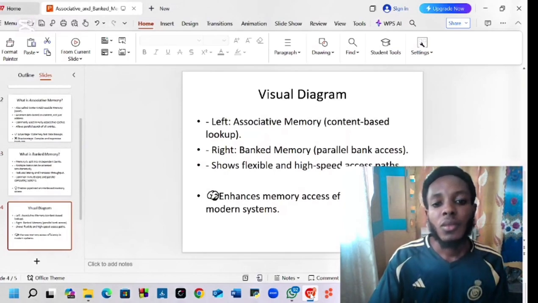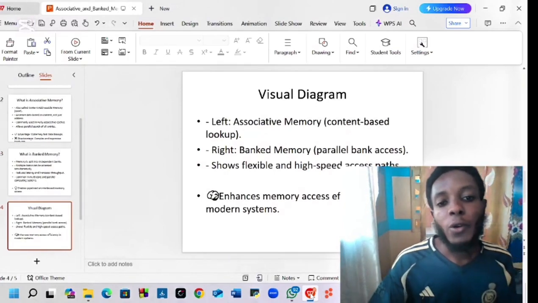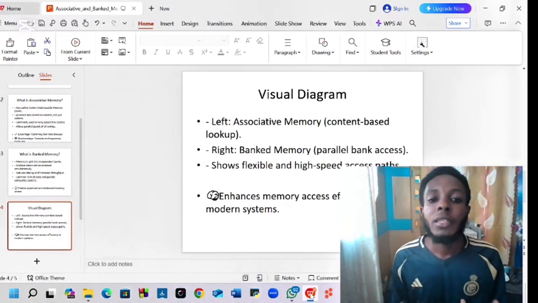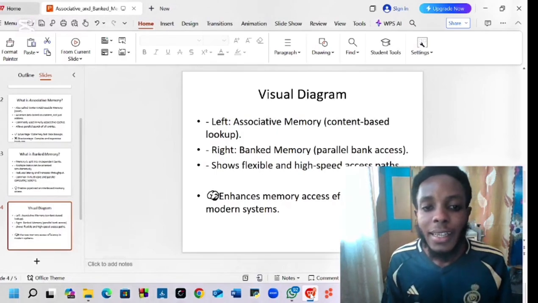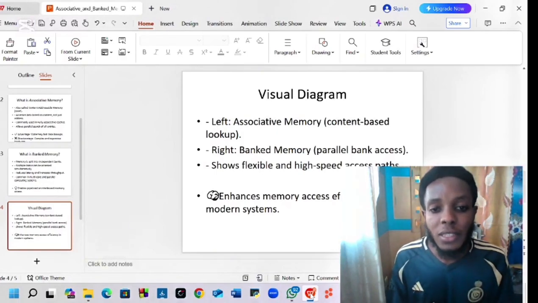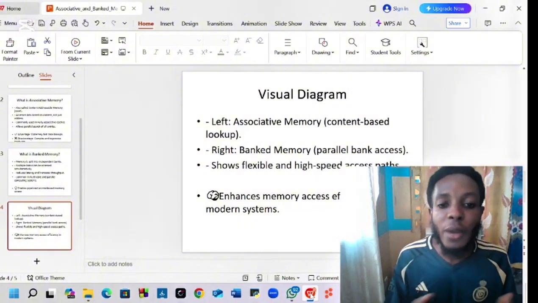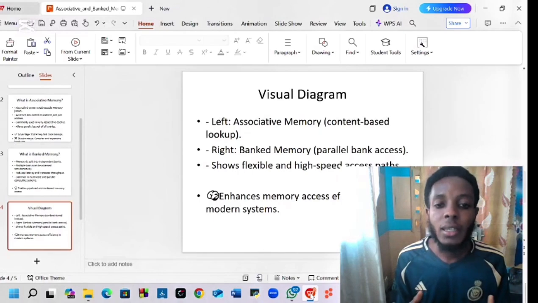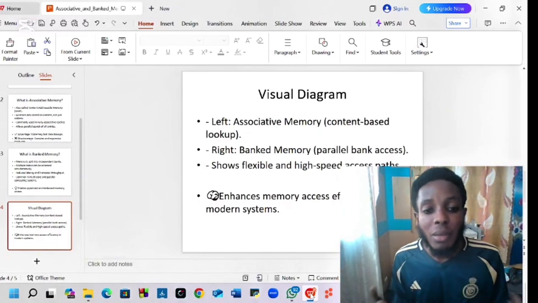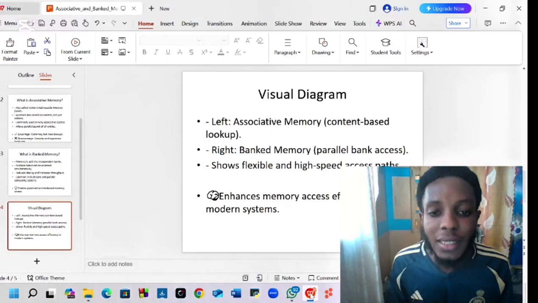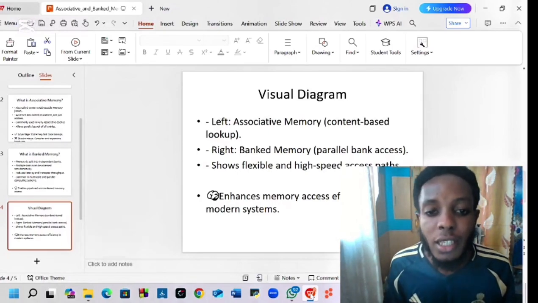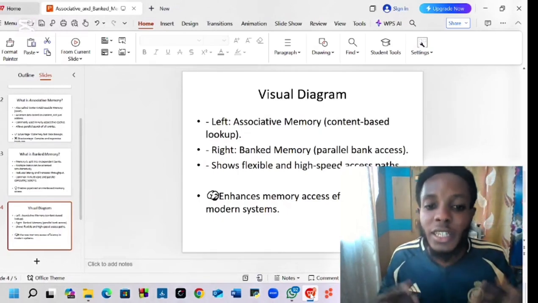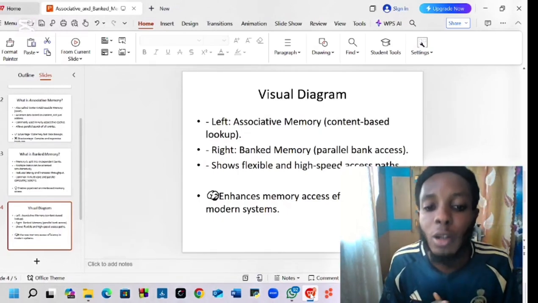We move on to slide 4, and that's the visual diagram. To explain further, in this concept on the left, we show associative memory where content is matched across multiple lines simultaneously. On the right, banked memory allows different memory banks to be accessed in parallel. Together, these techniques help systems respond faster and scale more efficiently with complex workloads.